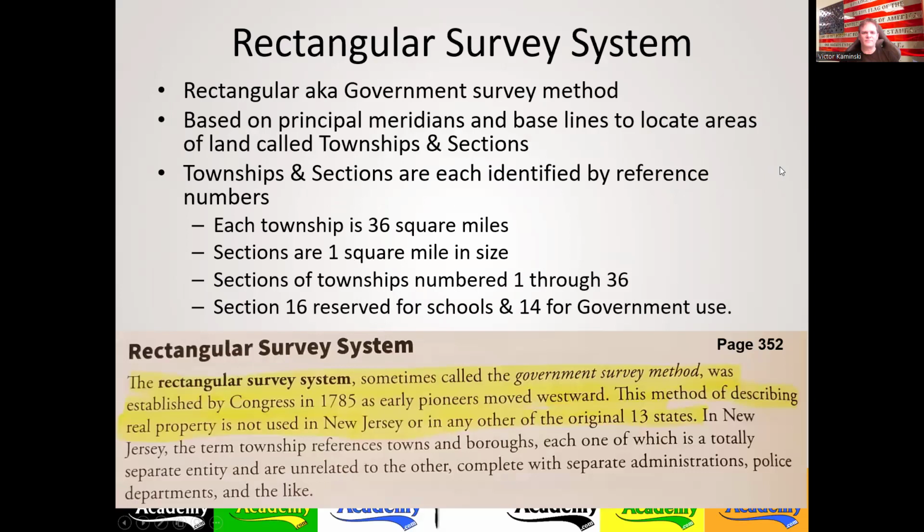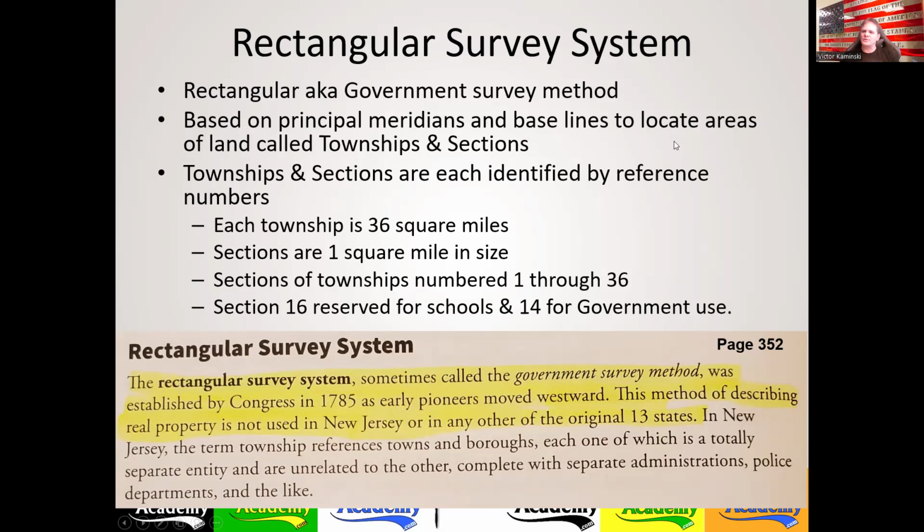There we go. So the rectangular survey, also known as the government survey or sometimes the public land survey system, is based on the principal meridians and baselines. The ones that sea captains and airline pilots use. Remember those invisible lines on the globes in your classrooms growing up, right? Those are those invisible lines, the principal meridians and baselines. And they're separated by degrees of latitude and longitude all around the planet.